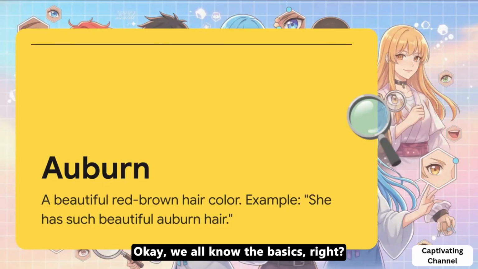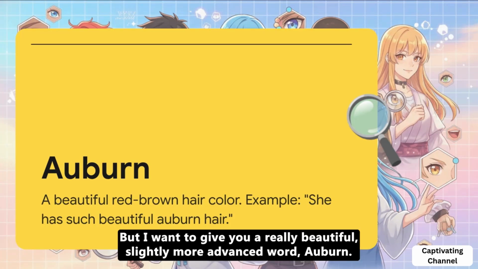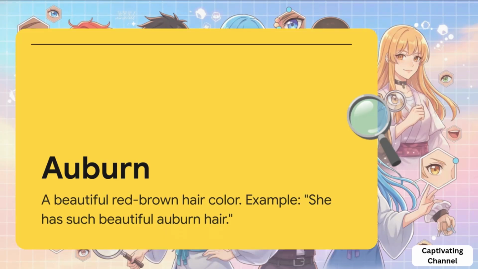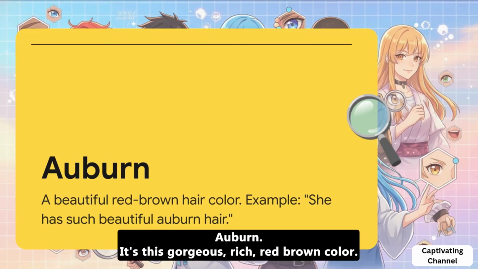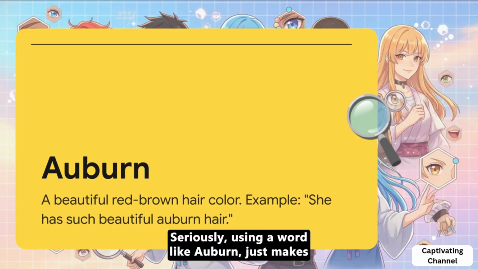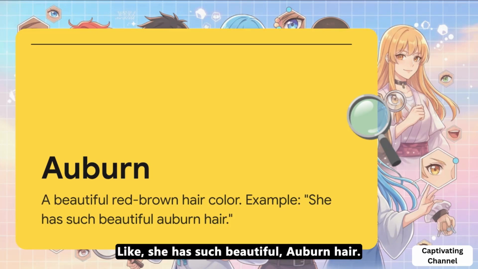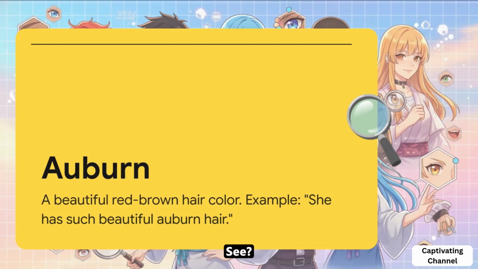Okay, we all know the basics, right? Blonde, brown hair, maybe ginger-haired. But I want to give you a really beautiful, slightly more advanced word, auburn. Let's say it, auburn. It's this gorgeous, rich, red-brown color. Seriously, using a word like auburn just makes your description sound so much more vivid. Like, she has such beautiful auburn hair. See? It just sounds great.